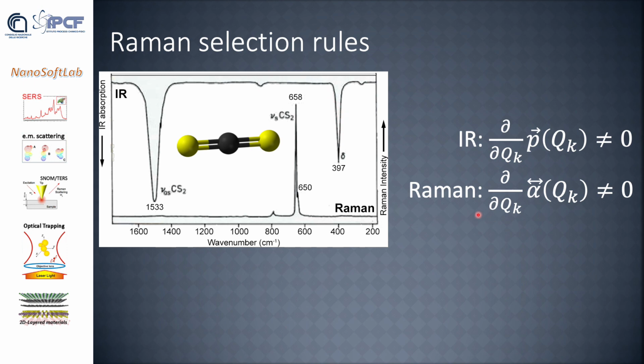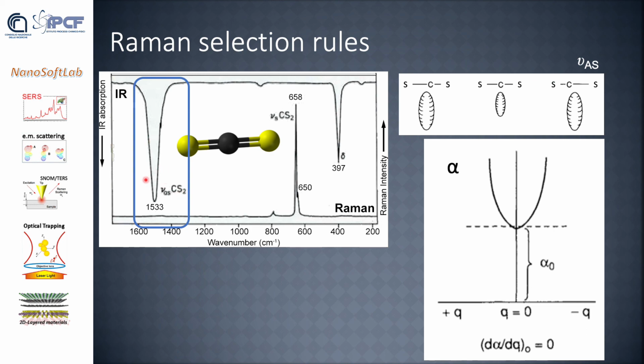For what concerns Raman spectroscopy, for a mode to be active, the derivative with respect to the normal coordinates of at least one component of the polarizability tensor must be different from zero. Now let's see why these 2 modes are infrared active and are not Raman active, and why this mode is Raman active and not infrared active.